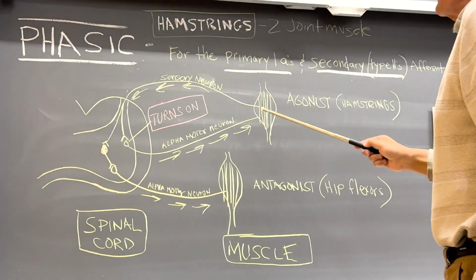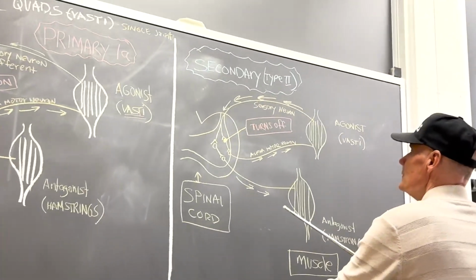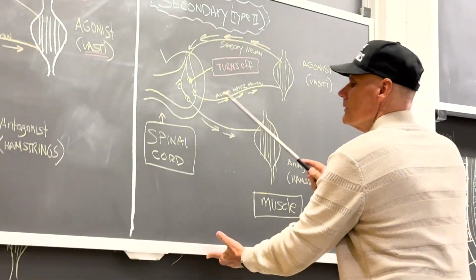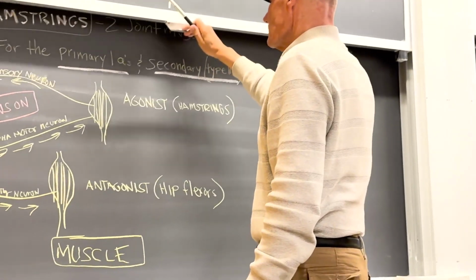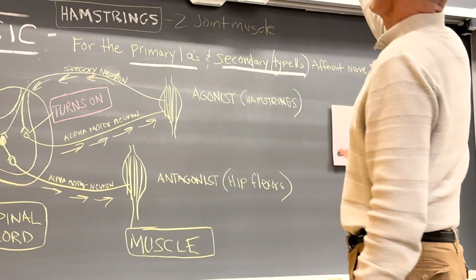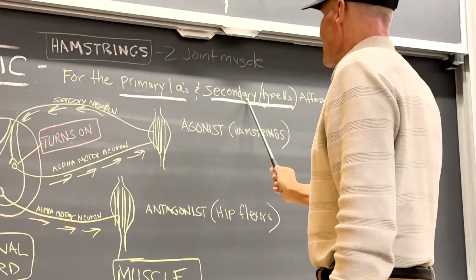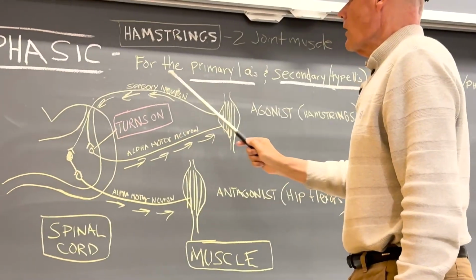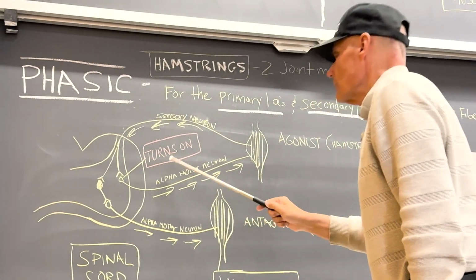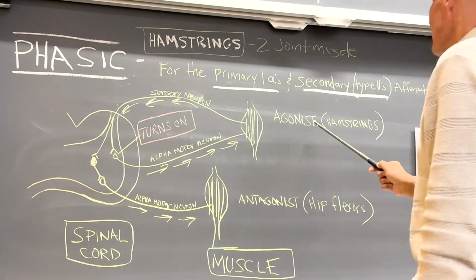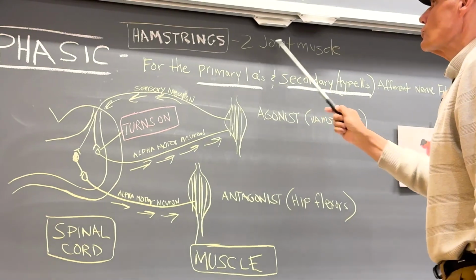But this is different. This is different, okay? Look at this. See what I said that turns off? The secondary fiber, if you hold the stretch long enough, it still turns on the muscle. It can't shut this muscle off, this two-joint muscle.